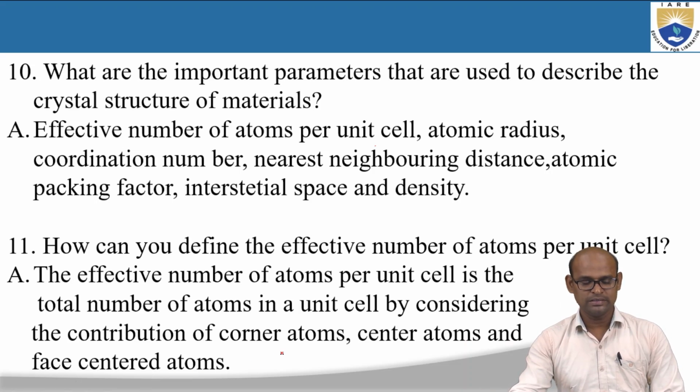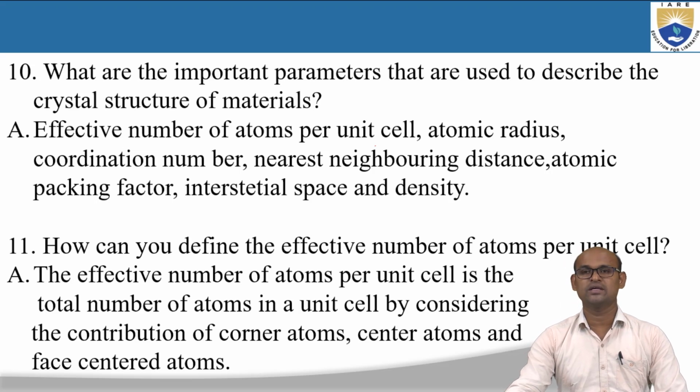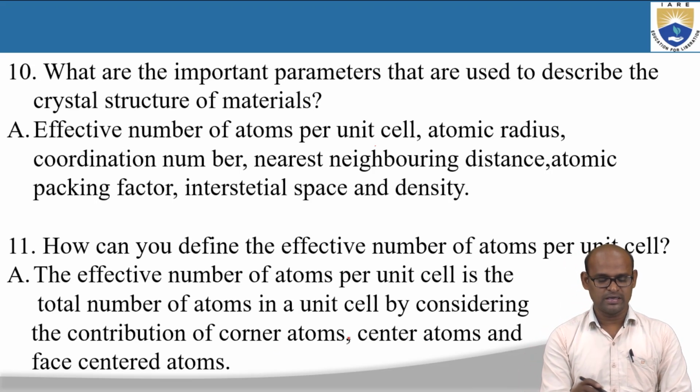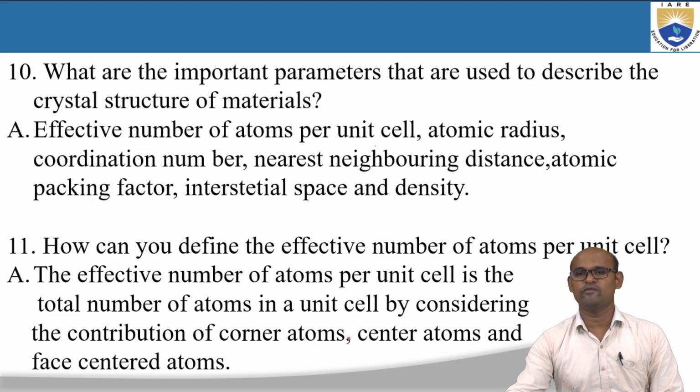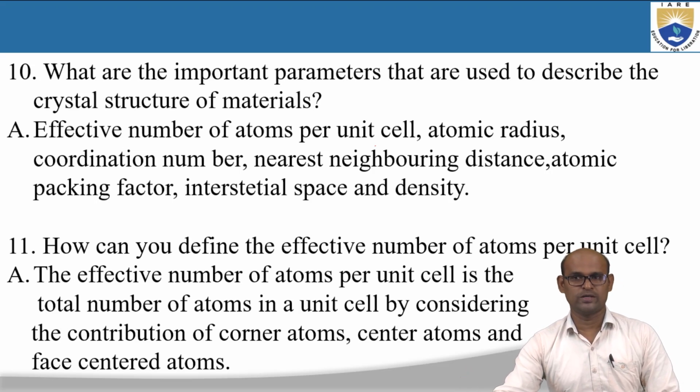To calculate the effective number of atoms per unit cell, you need to look at the contribution from the corner atoms, center atoms, and face centered atoms. Suppose you have a body centered cubic lattice, BCC. There is an atom present in the body center of this cube, so that should be considered. What is the contribution of this body centered atom?